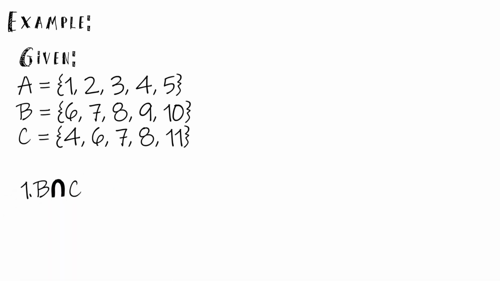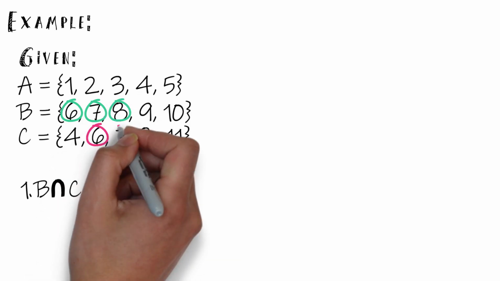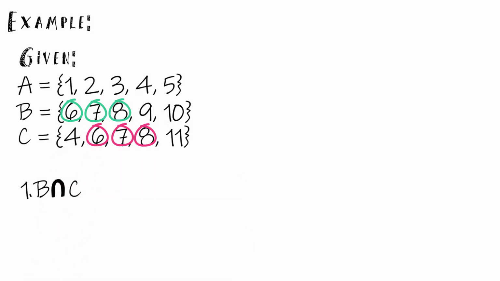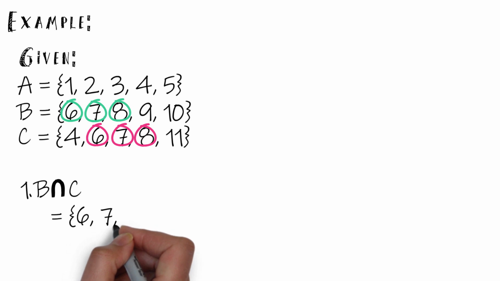Now, number 1, B intersection C. Let's look into the elements of set B and set C. What are the elements that are present in both sets? We have 6, 7, 8 in set B and 6, 7, 8 in set C. Both of them have the elements 6, 7, and 8. Therefore, the intersection of set B and set C is 6, 7, and 8.